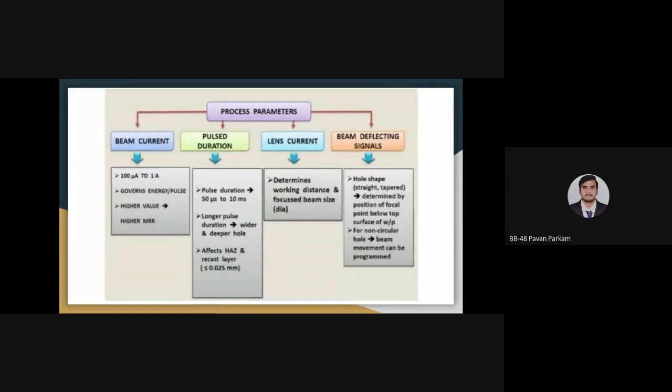Whether the focal point is just at the top surface of your workpiece, or just below the workpiece. Here I want to mention that for a non-circular hole, your beam movement can be programmed. So other than a circular hole, this beam movement can be programmed. So these are the process parameters.